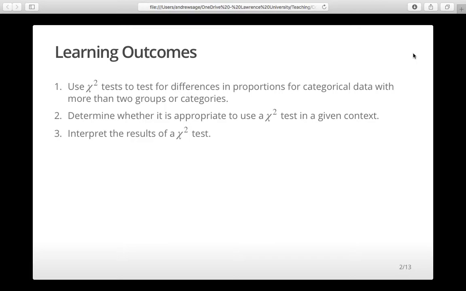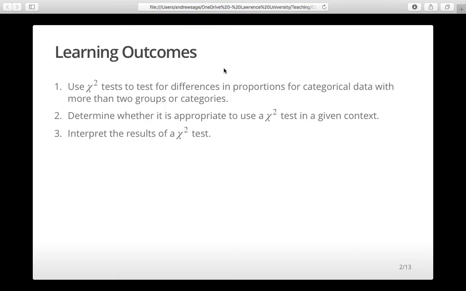In this video, we'll talk about how to perform statistical inference on categorical data when we have more than two groups or categories. We've previously seen how to use normal distributions to perform inference on categorical data with only two categories, and here we'll extend these procedures using a new kind of test known as a chi-square test.